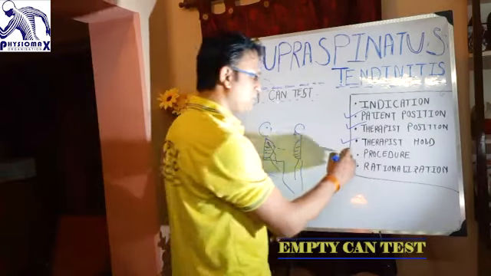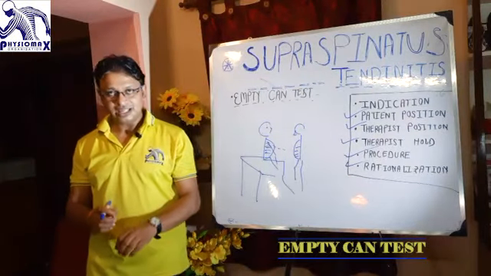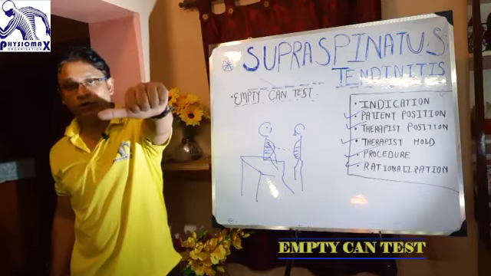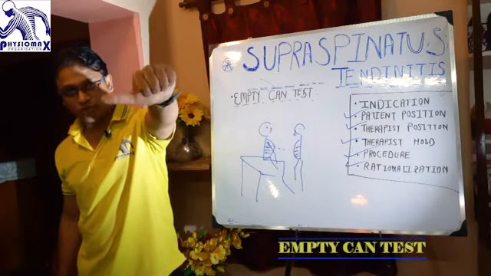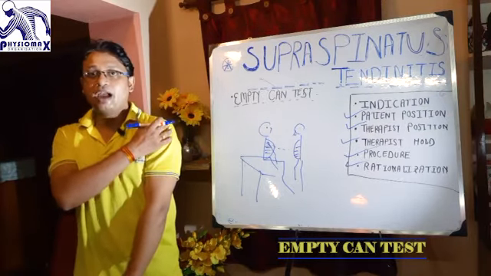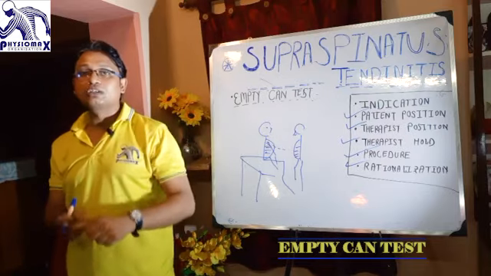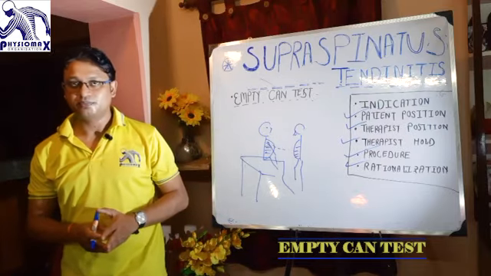Now that's the procedure, and what's the rationalization? The rationalization is that while doing this internal rotation, like emptying the can at 90 degrees of abduction, pain will be felt just below the subacromial process.